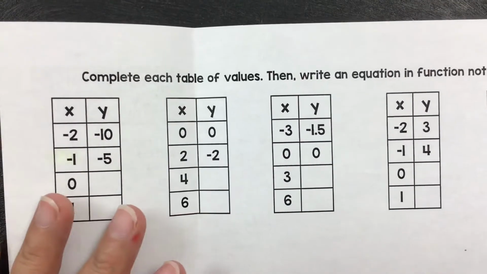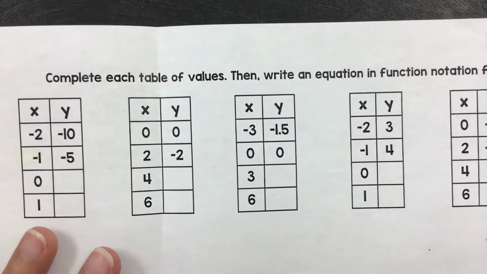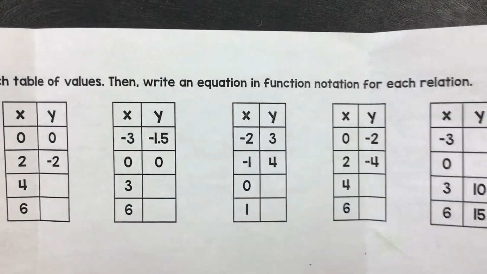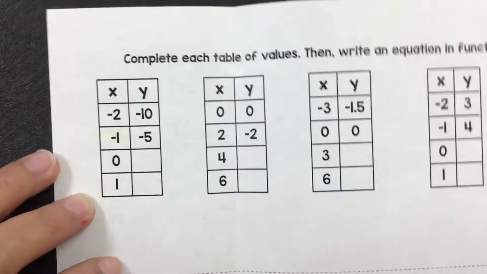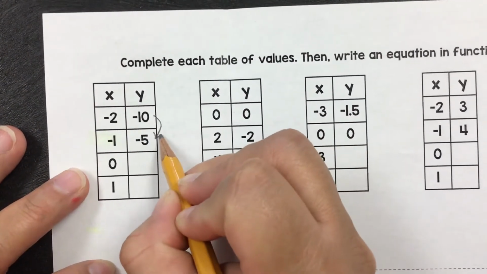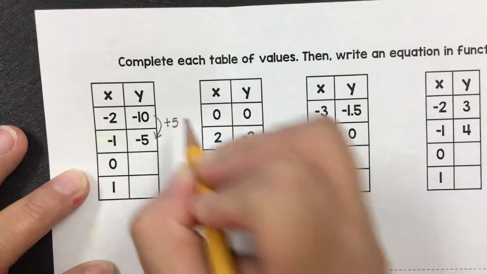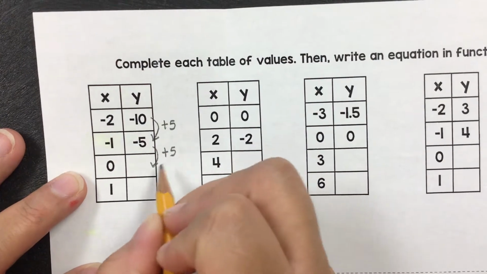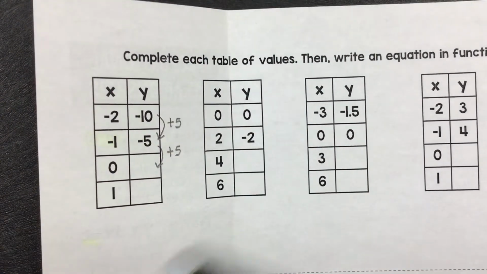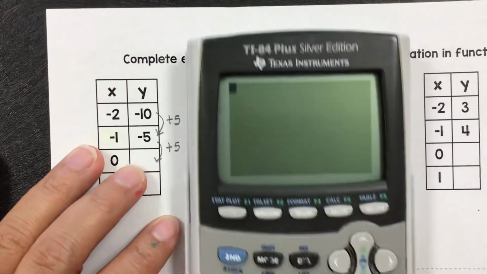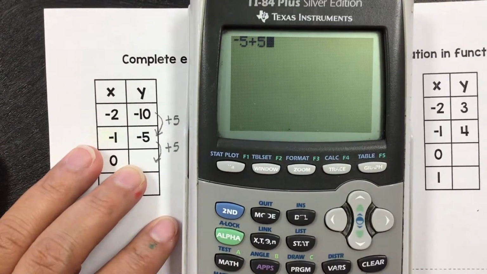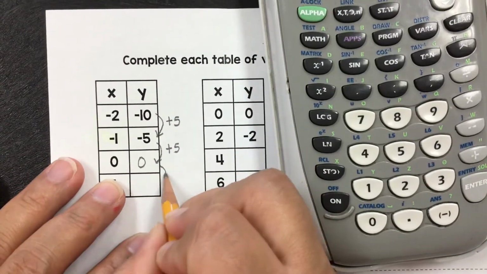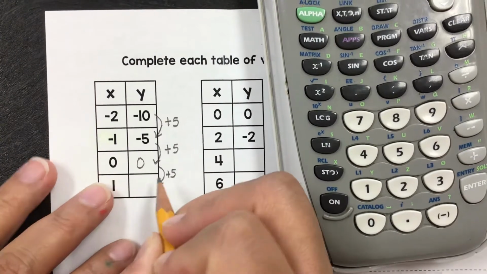It says complete each table of values, then write the equation in function notation for each relation. So let's take a look at this pattern. From here to here, I would have to add 5. That means that to keep going from here to here, I would have to add 5 again. Negative 5 plus 5, in case you're not sure how to do this, is 0. And then plus 5 is a positive 5.